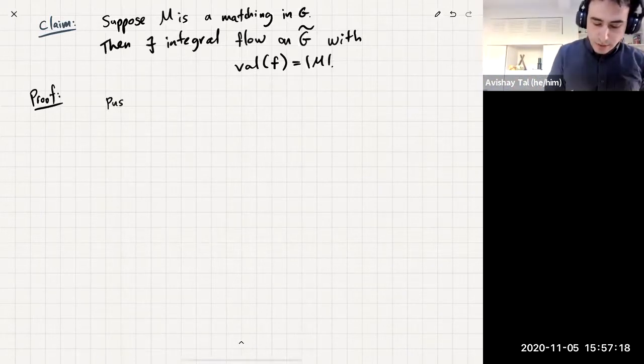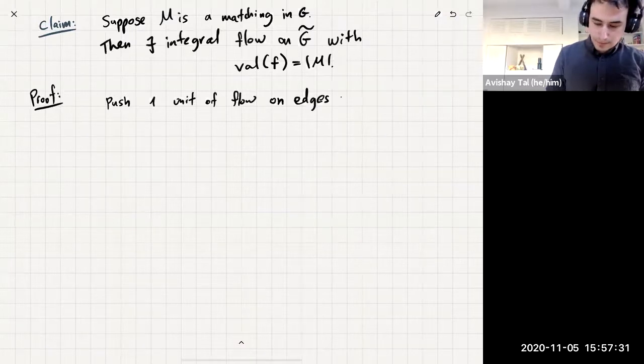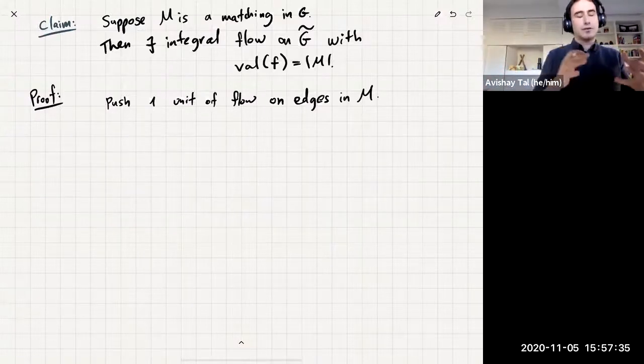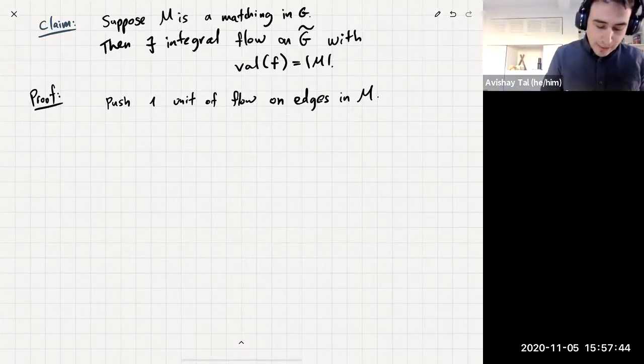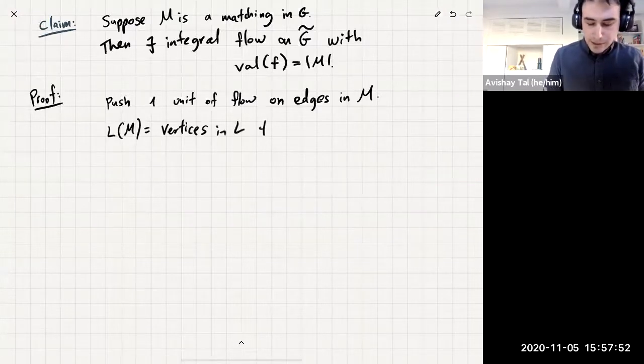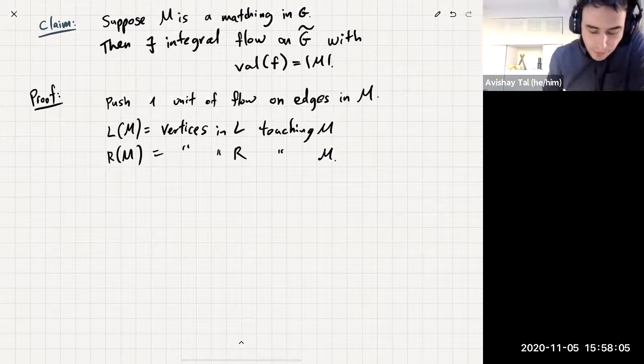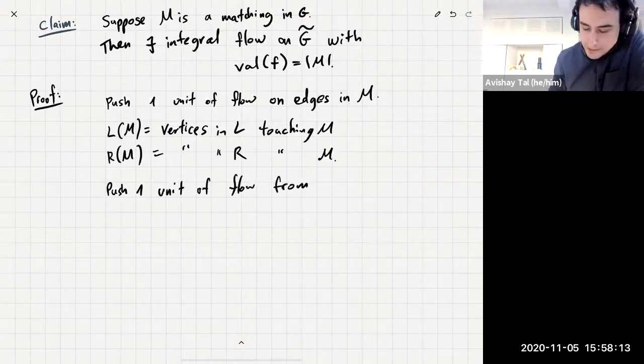We're going to push one unit of flow on every edge in the matching. The edges in the matching also appear in the graph G tilde, so we just push one unit of flow on all the edges in the matching. Let's denote by L of M the vertices in L touching M, and similarly R of M would be the vertices in R touching the set of edges M. So we're going to push one unit of flow from S to V for any V in L of M.